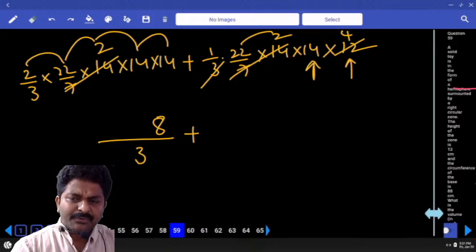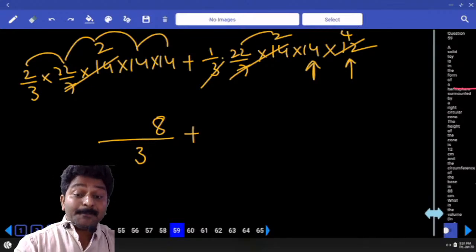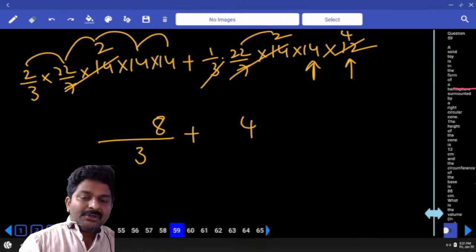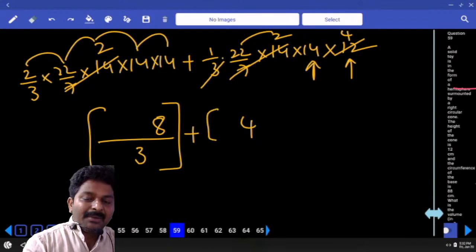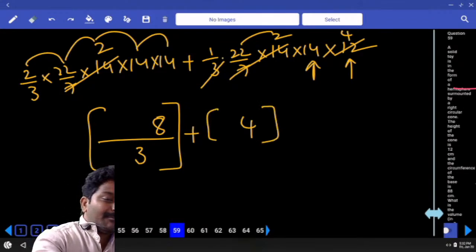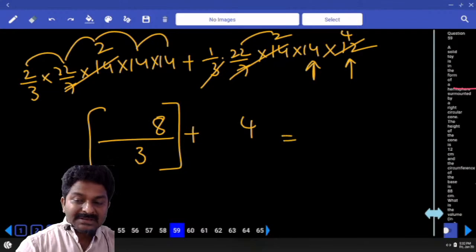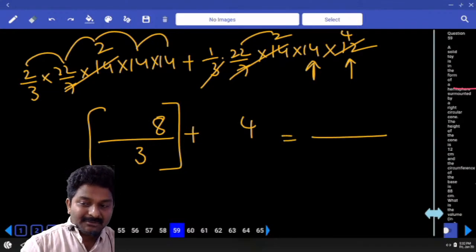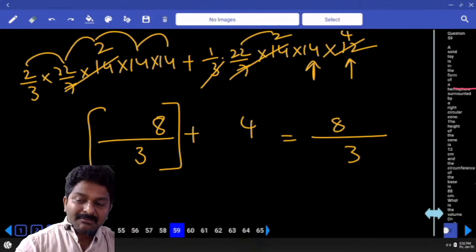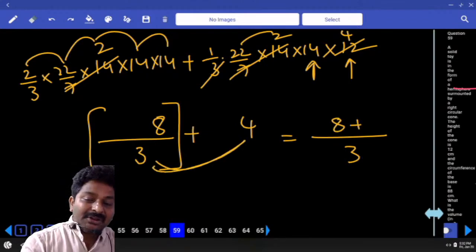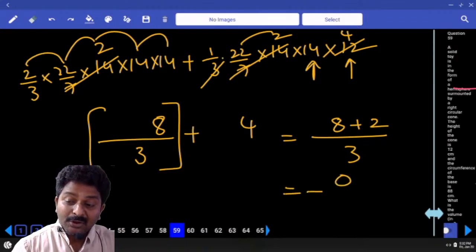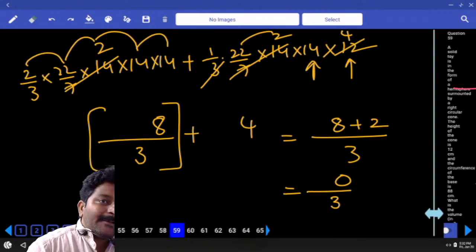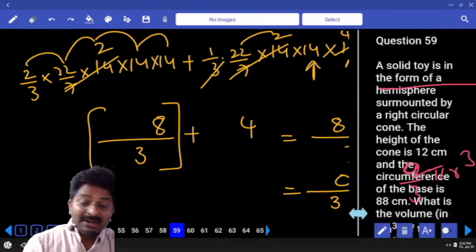For the second number, 2 into 2, 4, 4 into 4, 6. 6 into 4 ends with 4. So your first number numerator is ending with 8, denominator ends with 3, and your second number ends with 4. That means for the numerator of both numbers, when you take 3 common, the first number ends with 8, the second number 3 into 4 ends with 2. That means your answer numerator should end with 0 and denominator is 3. Correct? Now let's verify it.